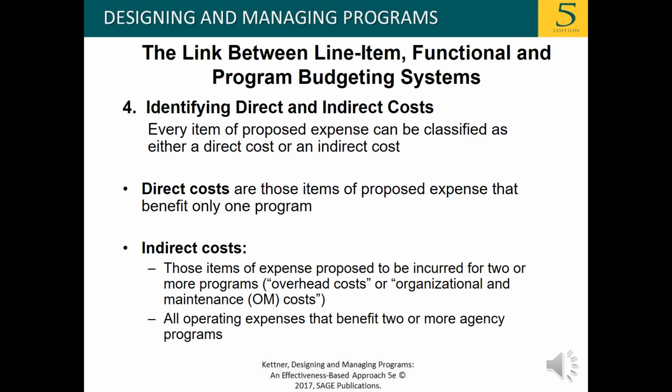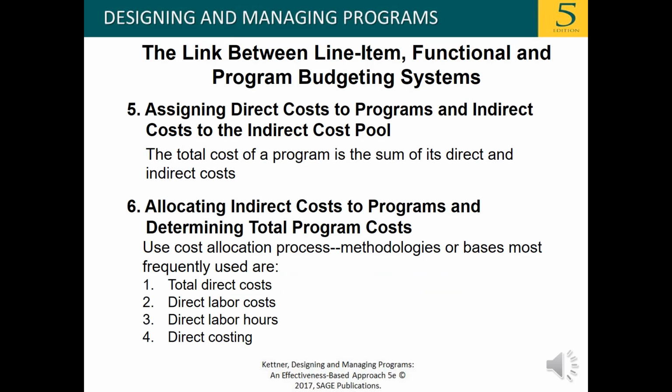Direct costs are those items of proposed expense that benefit only one program. Indirect costs are those items of expense proposed to be incurred for 2 or more programs. Overhead costs, organizational maintenance costs, and all operating expenses that benefit 2 or more agency programs would be under this category of indirect costs. 5, the total cost of a program is the sum of its direct and indirect costs. So that's part of assigning direct cost to programs and indirect cost to the indirect cost pool.